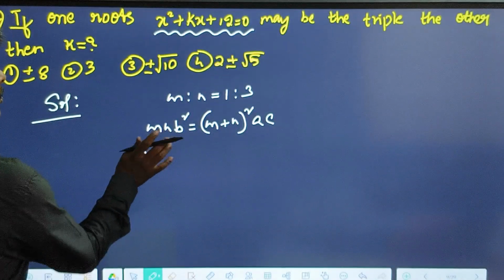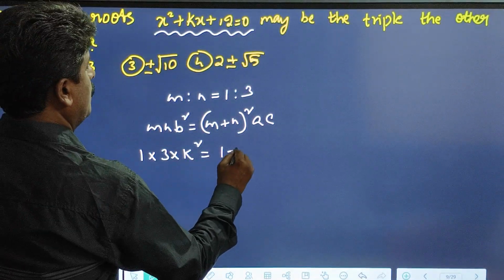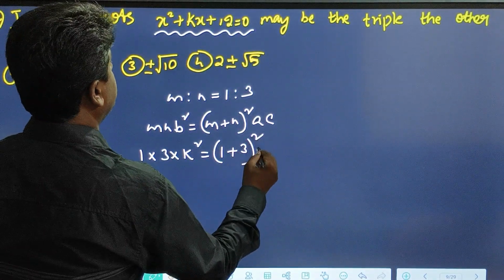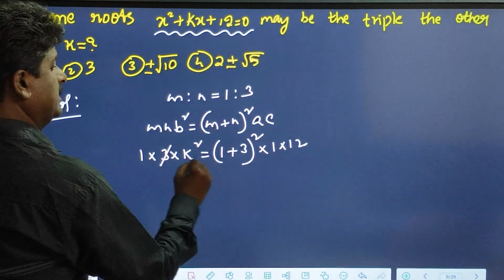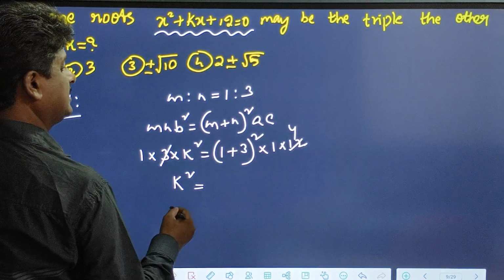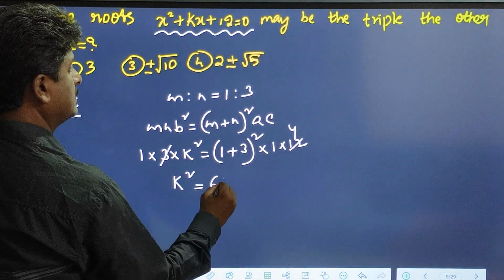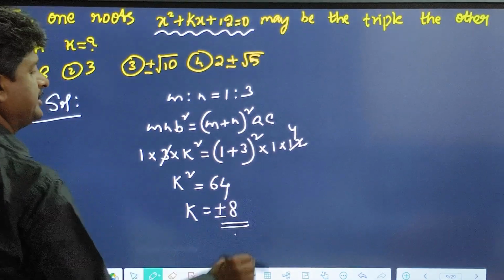That is, mn, 1 into 3 into b square, which is k square, is equal to (1 plus 3) whole square into 1 into 12. Okay, 3 ones, 3 fours. K square is equal to, this is 16 into 4, 64. K is equal to plus or minus 8.